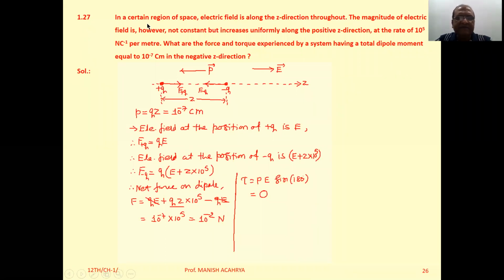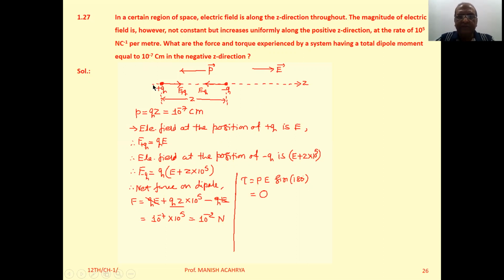1.27. In a certain region of space, electric field is along the Z direction throughout. The magnitude of electric field is, however, not constant but increases uniformly along the positive Z direction at the rate of 10^5 Newton per Coulomb per meter. What are the force and torque experienced by the system having a total dipole moment equal to 10^-7 Coulomb meter in the negative Z direction?